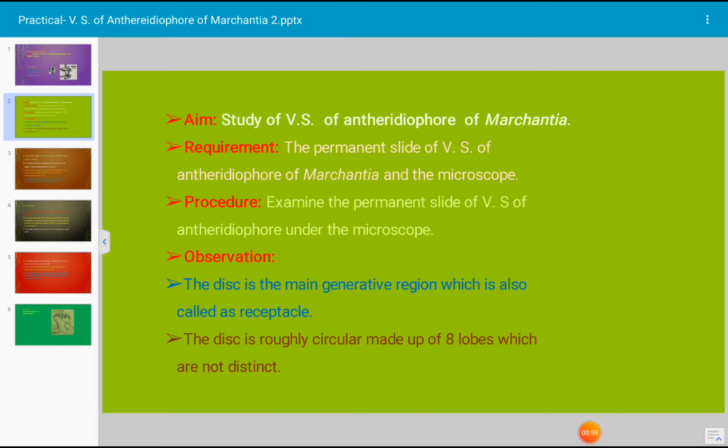In the procedure, we have to examine the permanent slide of vertical section of Antheridiophore under the microscope. And what we have to observe in that slide: the observation is the disc is the main generative region, the disc-like structure which is present at the top of Antheridiophore, and that disc is called receptacle. The disc is roughly circular, made up of 8 lobes which are not distinct.